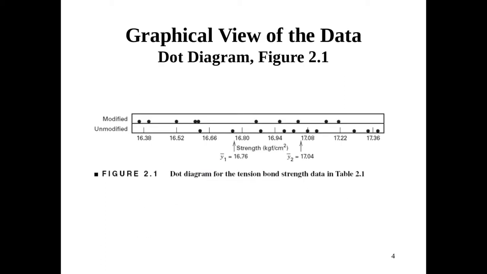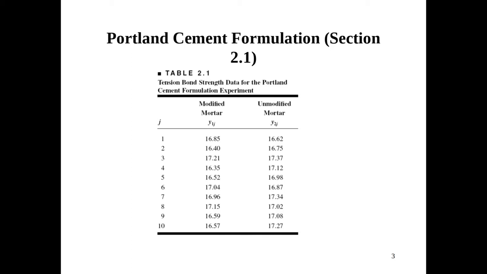So this is a sample, not a population, right? We're not talking about all formulations, the entire population of formulations that an engineer can come up with. He took a small sample of 10, and that's why the data is basically sample data, not population data.